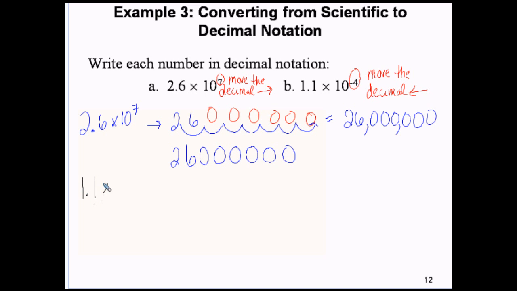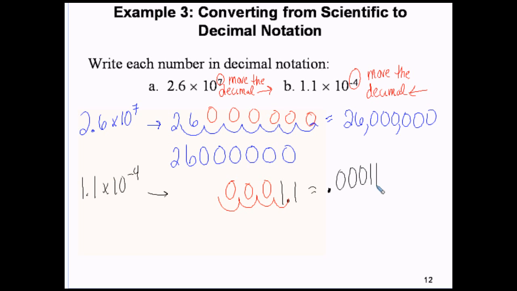So on the 1.1 times 10 to the negative 4th, with the looping method, if you have a negative exponent, you start over here, because you've got to fill in to the left. And so I'll say, okay, 1, 2, 3, 4, like that. I'll fill those in with zeros. And then rewrite it with the decimal in the correct place, like that.